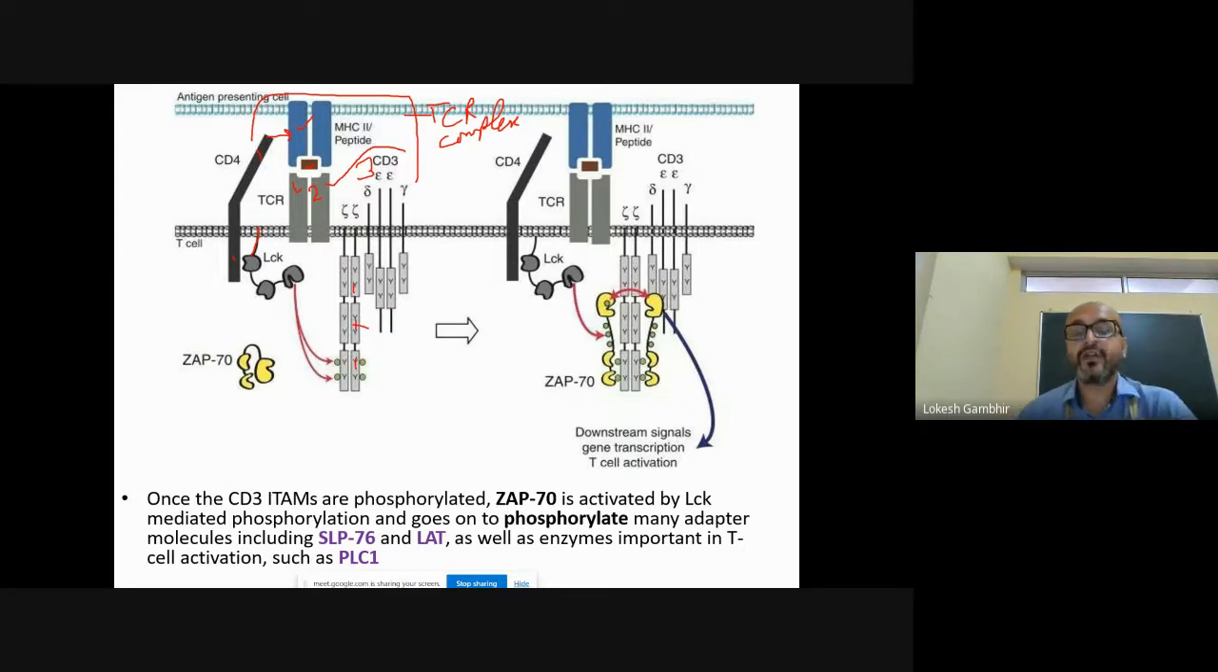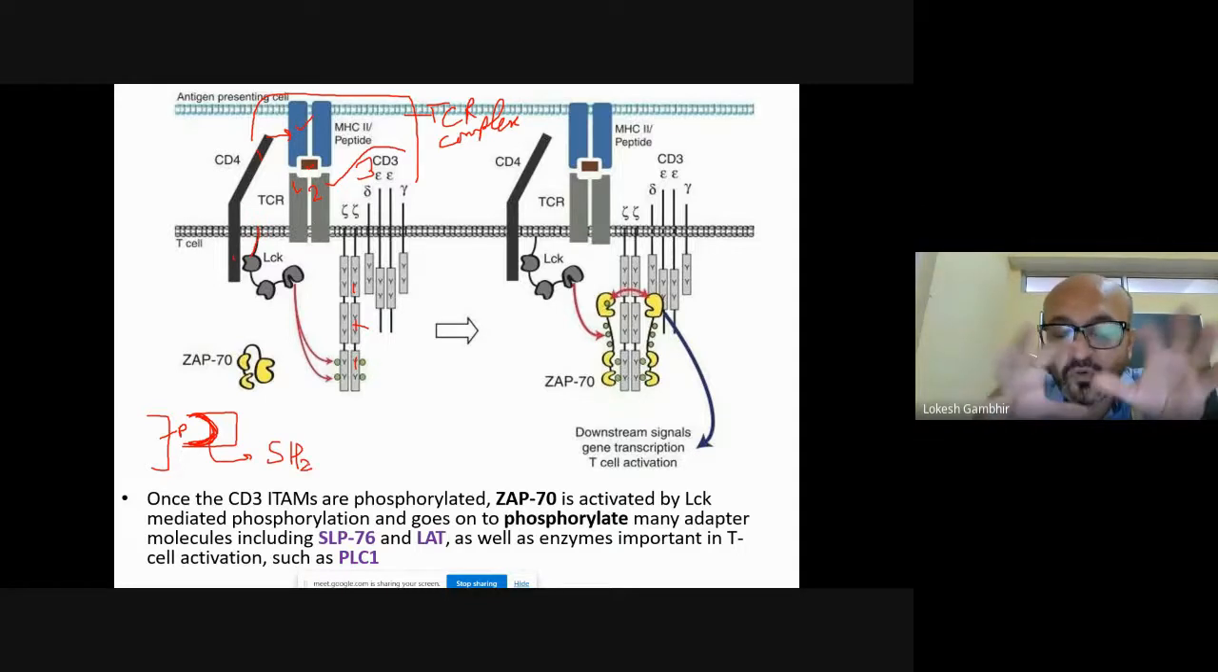Now next is what? I told you in B cell that if a protein is getting phosphorylated and another protein is coming and binding to this particular region, then this portion that I am highlighting is called the SH2 domain.